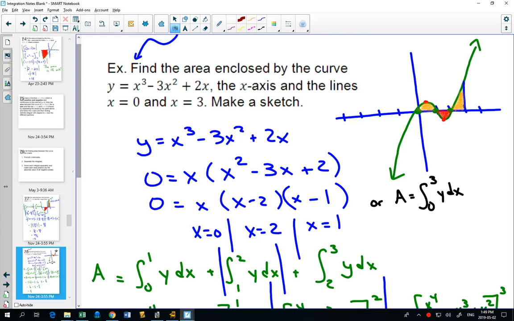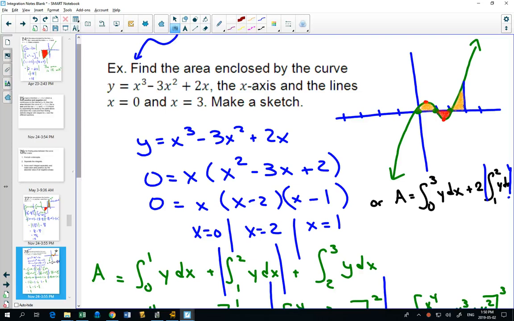So then if you add this back twice, can you see that that would work? Plus 2 of the integral from 1 to 2 of y dx, and this, of course, would have to be positive.